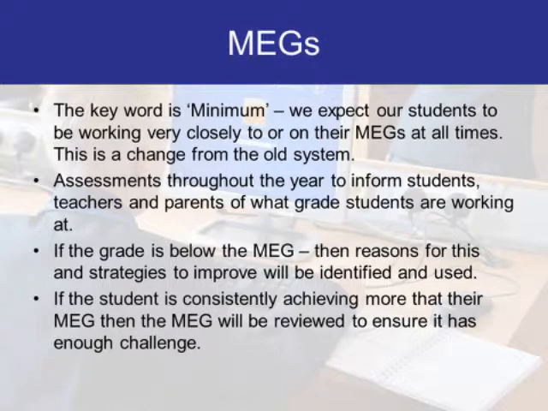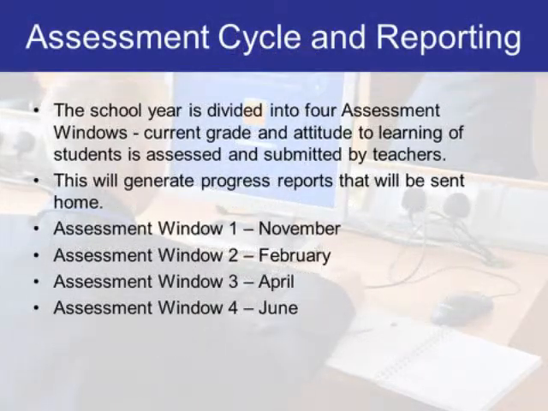There are then assessments throughout the year which will inform students, yourselves and teachers about what grade the students are actually working at. If the grade is below the MEG, then we need to identify the reasons for it and the strategies needed to improve the problem. If the student is consistently achieving more than their MEG, then we need to review it and make sure that that MEG is challenging enough. Obviously we need to communicate with home and let you know how things are going.